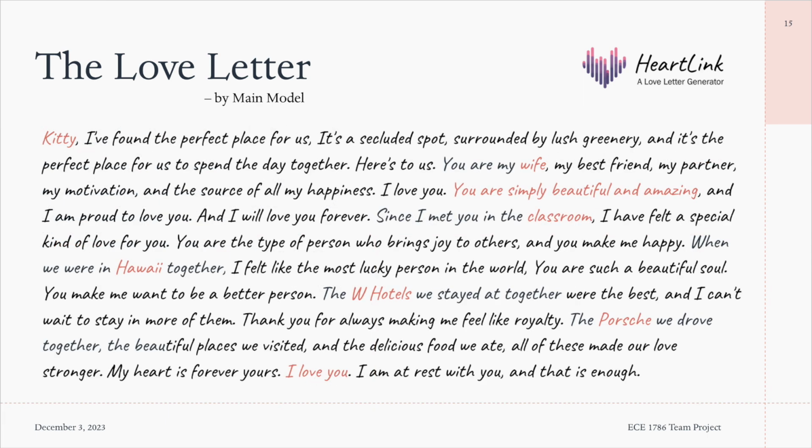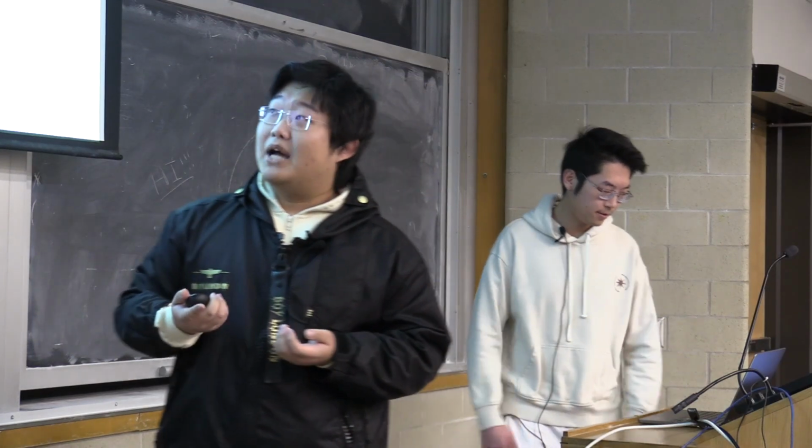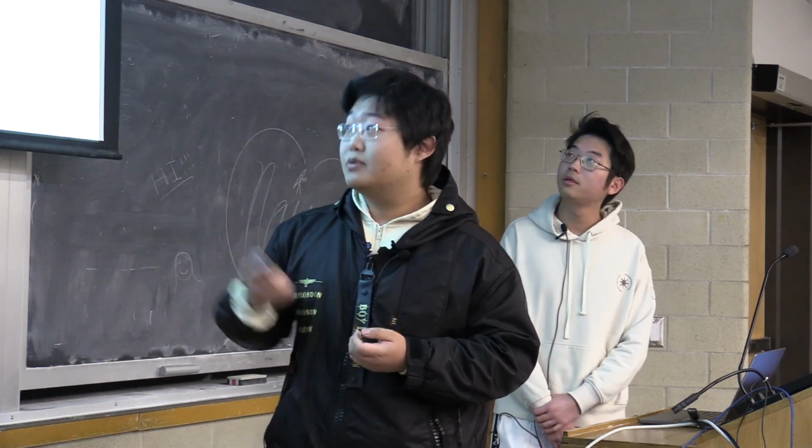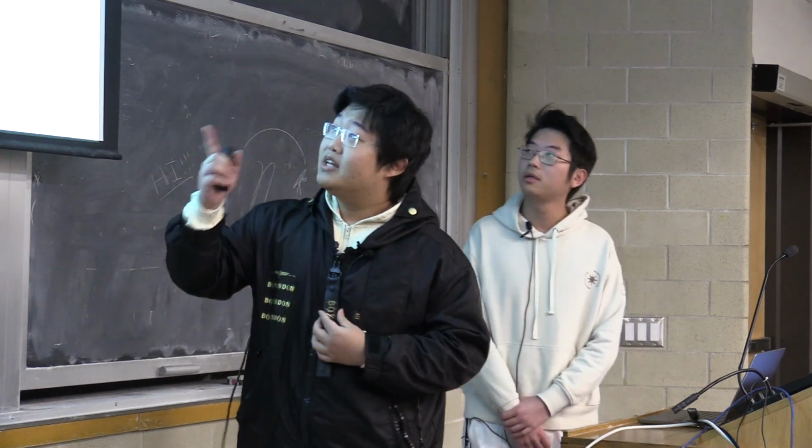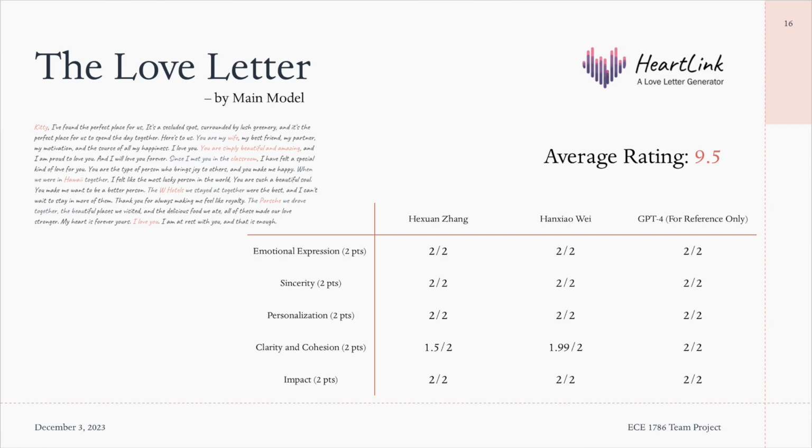This is a second example of a love letter created by the main model. As you can see, the input here is more complex because we mix some longer and shorter inputs. For example, you are simply beautiful and amazing is a longer input. And for example, Paris is a shorter input. Still, our love letter generator can handle this situation quite well. So we give this love letter an average rating of 9.5 points out of 10 points. And this is quite decent.